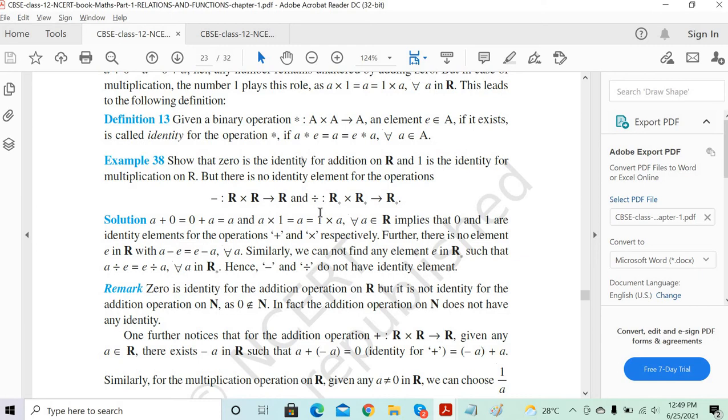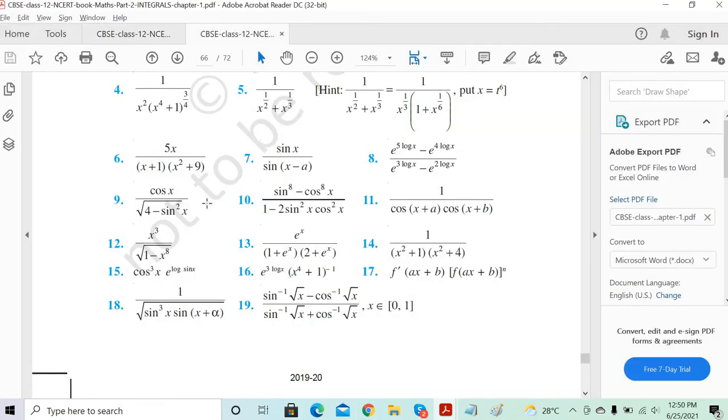Correct, minus and division. Done, excellent. What's the answer you got? X cubed by 3. Simple, huh? That's nice. You could figure it out. It was looking difficult, but it was not so difficult.